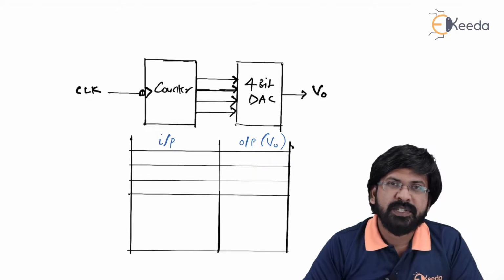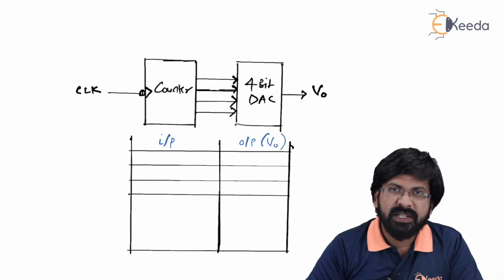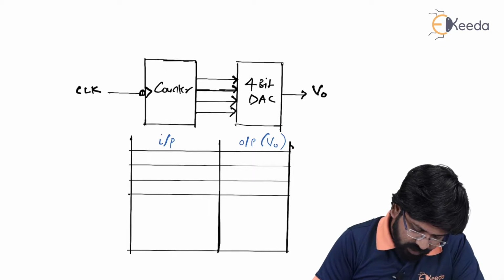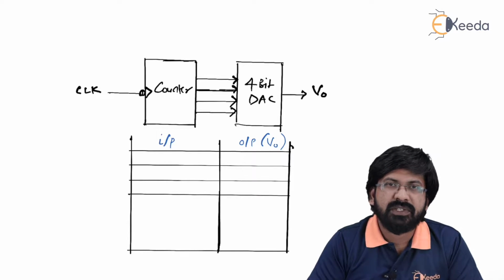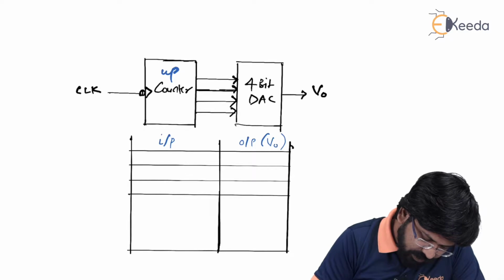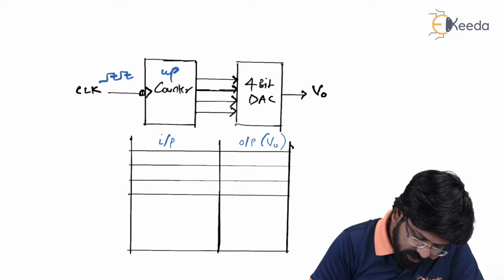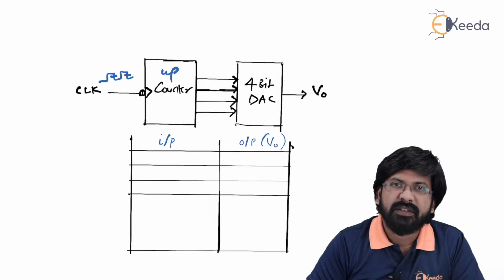To understand specifications of DAC, I have drawn one counter which is 4-bit in size, running on a clock. On every clock, the counter value is incremented by 1. Assume it is an up counter running on the clock. At every negative edge, as you can see, it is negative edge triggered, the outputs are incremented by 1.